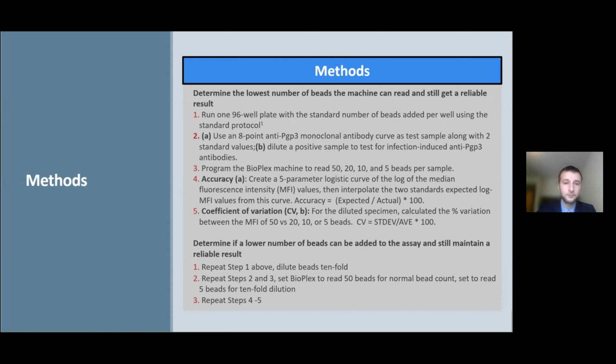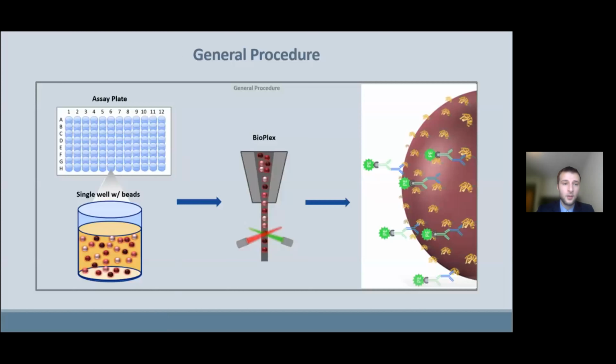Okay, now we're on to the general procedure. At the top, we have the 96-well assay plate. Here we add the beads, the sample, and the rest of the necessary parts of the assay. On the bottom left here, we have a zoomed-in image of one of the wells and a representation of the beads. They are much smaller in real life. Next, after the assay would be completed, we would read the beads on the bioplex machine, which is essentially a flow cytometer.